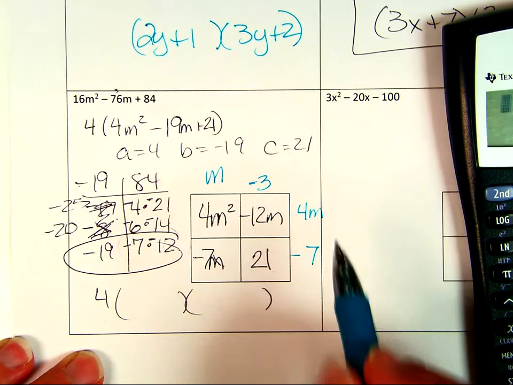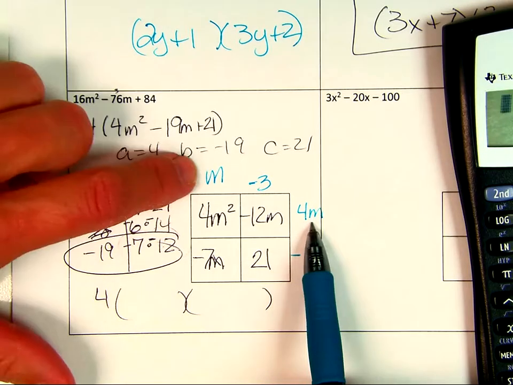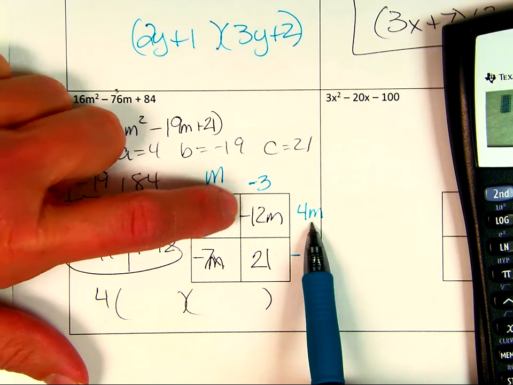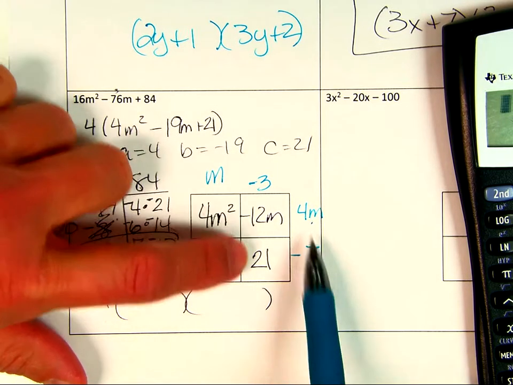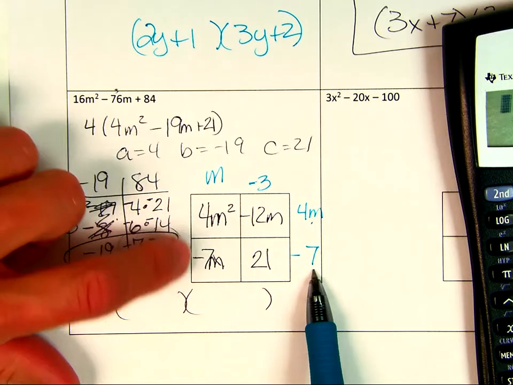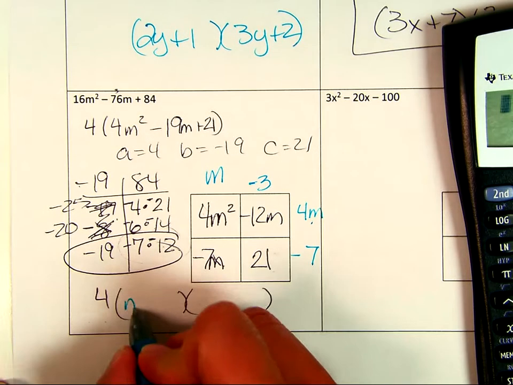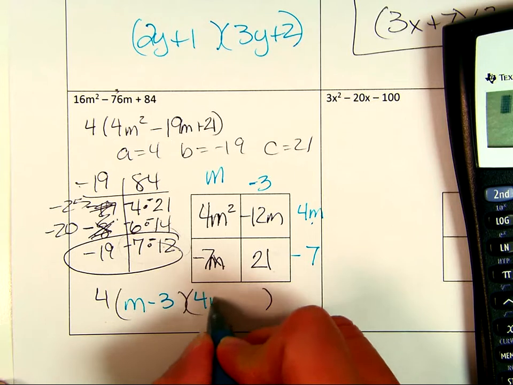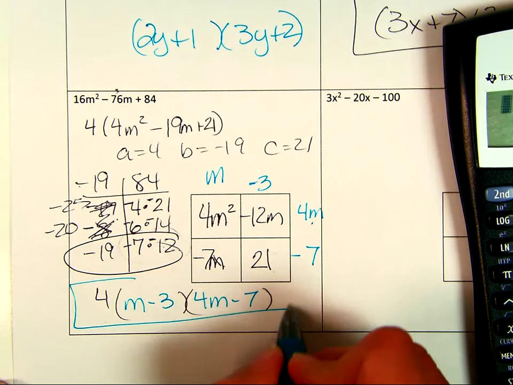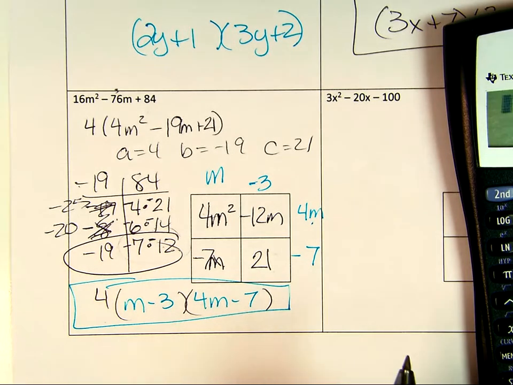So let's see if that works. Does 4 times m equal 4m squared? Yes. Does this get me a negative 12m? Yes. Does this get me a positive 21? Yep. And do these two get me a negative 7m? Okay, I'm good. So I'm going to say m minus 3 and 4m minus 7, including that 4 out front that we took out from the greatest common factor.